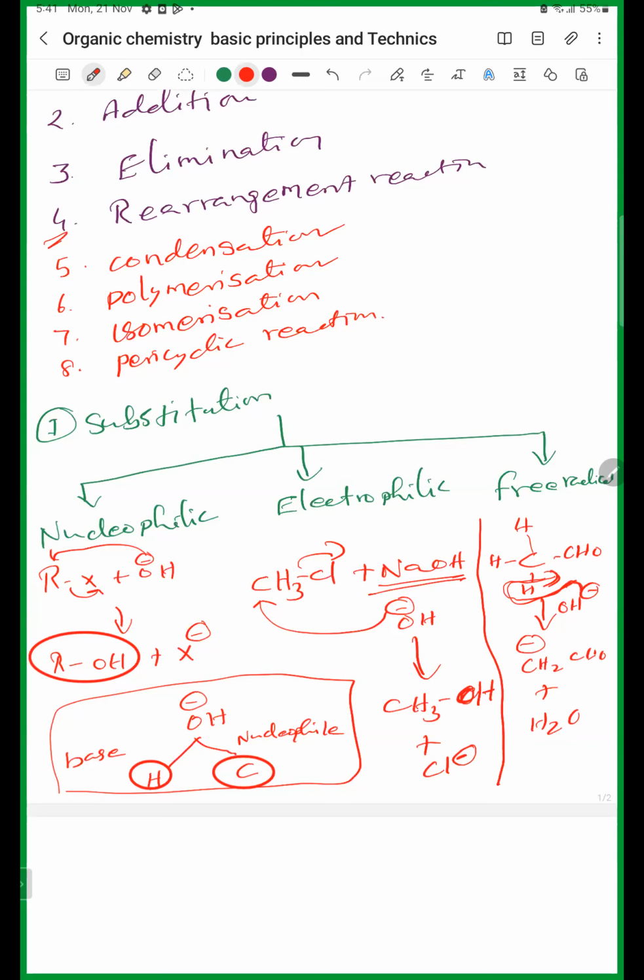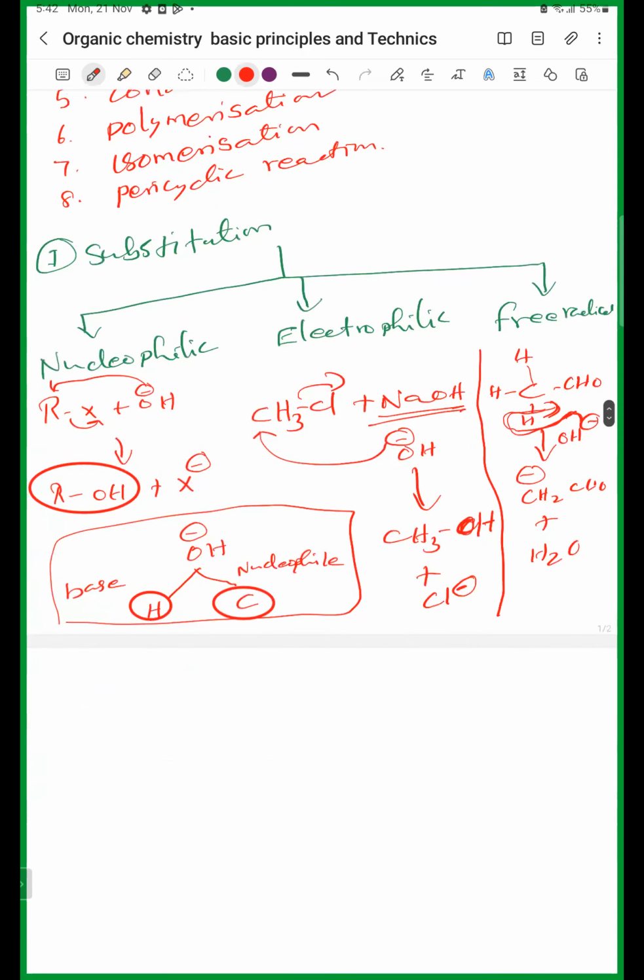Are you hearing my voice? Yes, sir. You tell me, here the OH minus is forming a bond with the carbon. Here the OH minus is forming a bond with the hydrogen. What is the difference? The same sodium hydroxide, when reacting with methyl chloride, gives methanol, CH3OH. Here you are using acetaldehyde with sodium hydroxide. It will then generate a carbanion.